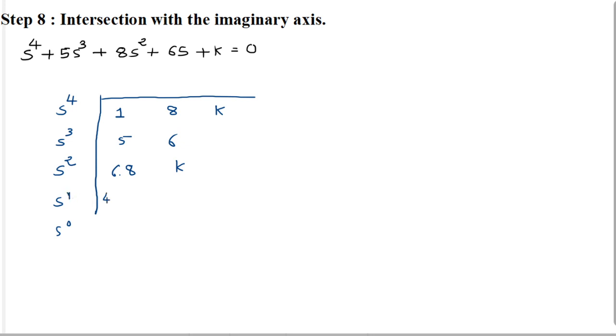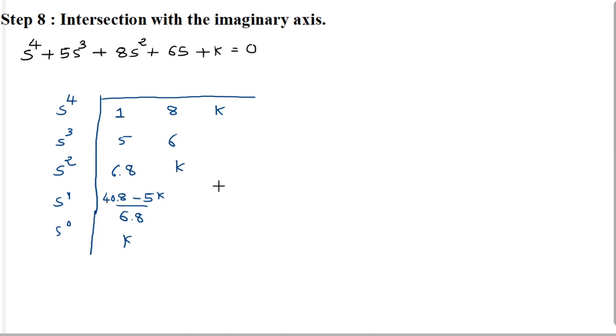the row has 40.8 minus 5k divided by 6.8. Okay, and s raised to 0, that is k. Routh array we already discussed. For stability, the first column has to become positive.